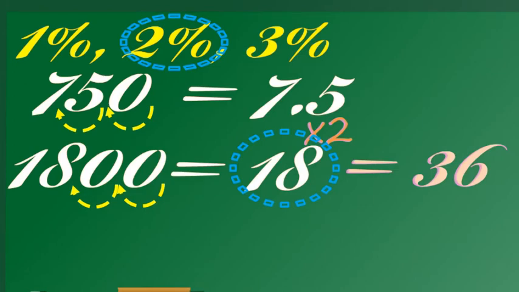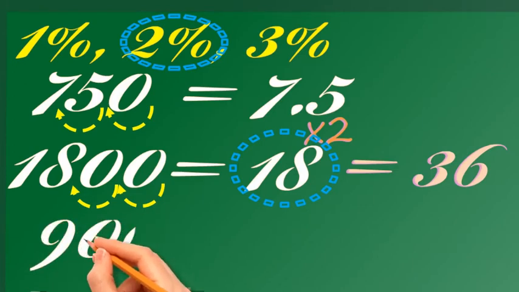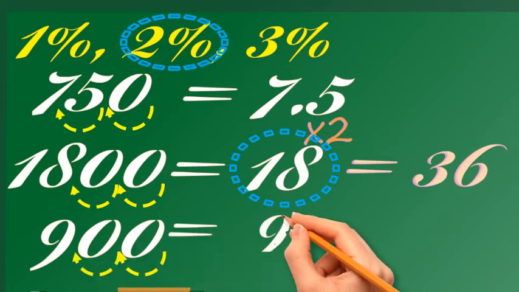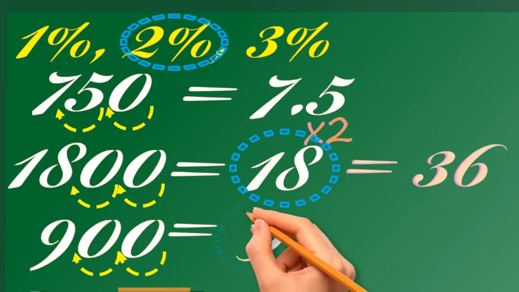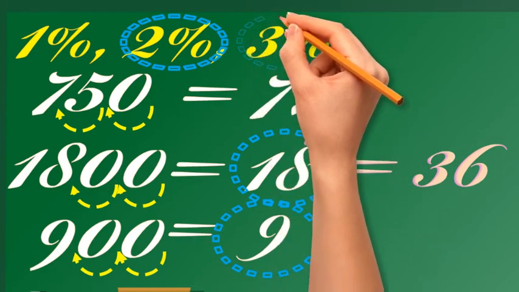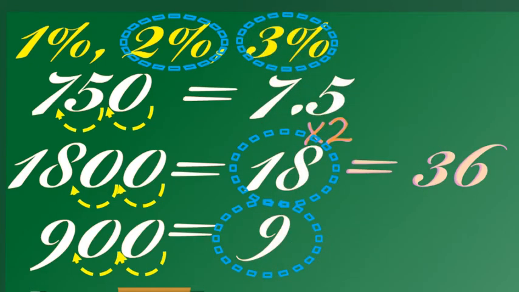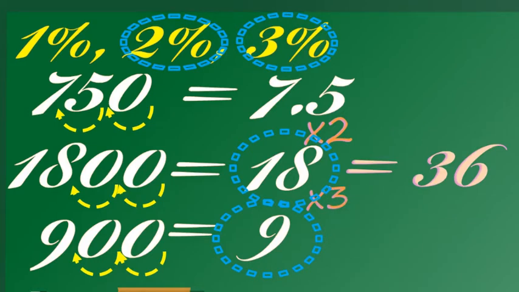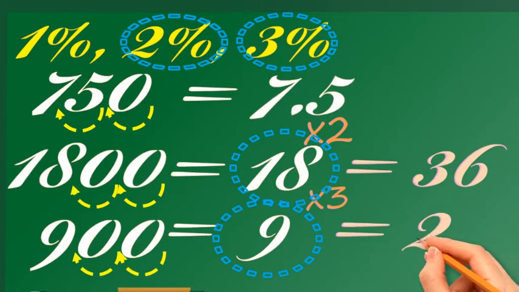We go a little further and try 3%. What is 3% of 900? Still remember how to do it? Yes, get 1% first, by moving 2 decimal places to the left. Then we will get 9. So if 1% is 9, what do you think we have to do to get 3%? Yes, just times 3. Because 3% is 3 times of 1%. So 9 times 3 is 27.